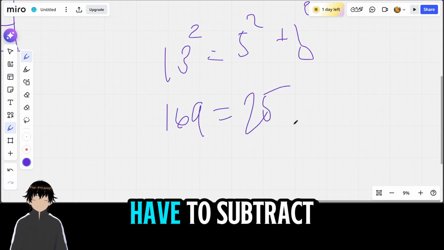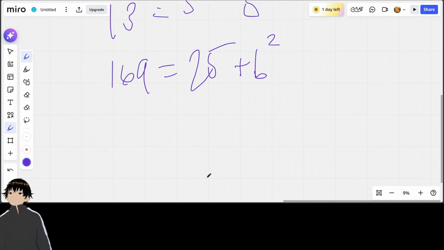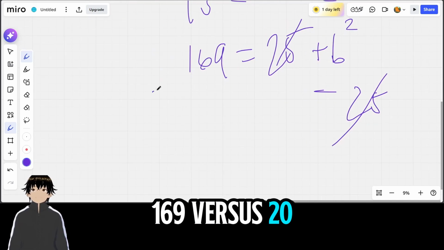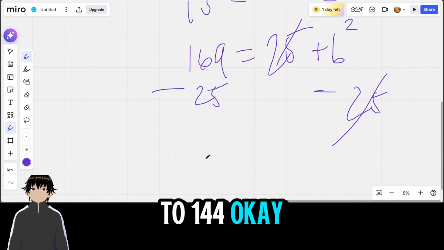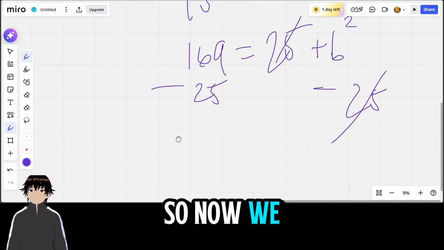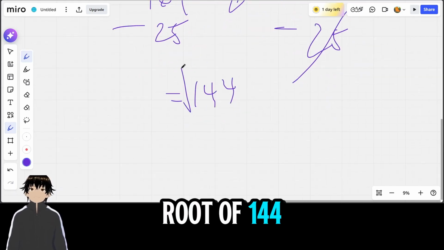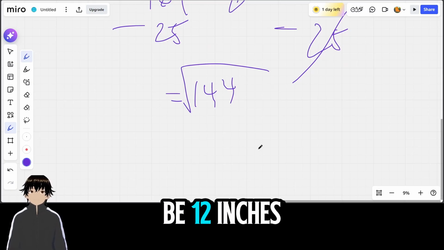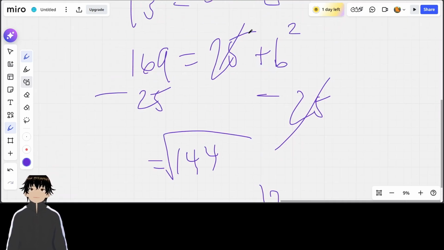So now we have to subtract 25 from both sides. If you subtract here, 169 minus 25 is going to equal 144. So now we get the square root of 144. What is the square root of 144? It's going to be 12. So our answer is going to be 12 inches.